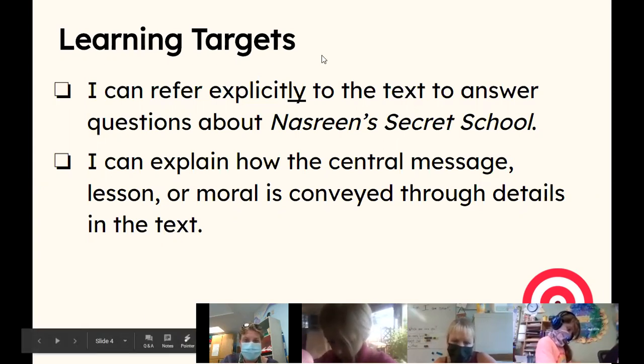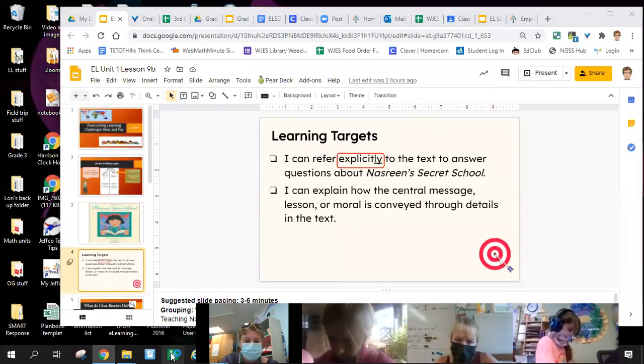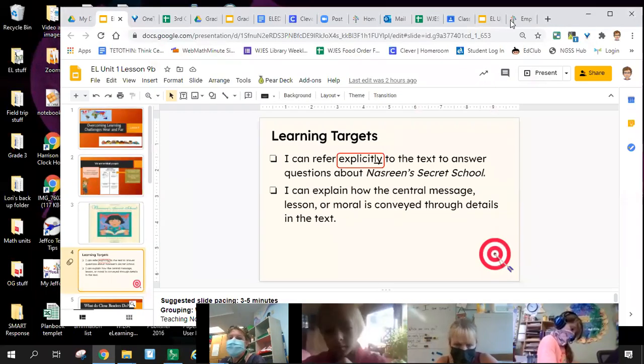I'm going to go ahead and escape out of there for just a second so I can turn on my dock camera. So our learning targets today are, I can refer explicitly to the text to answer questions about Nazarine's Secret School. There's that hard word again, explicitly.